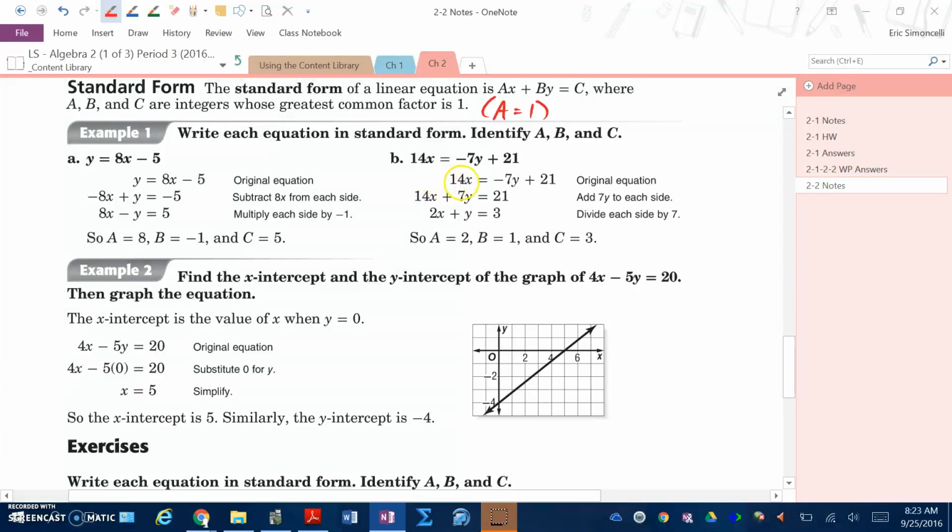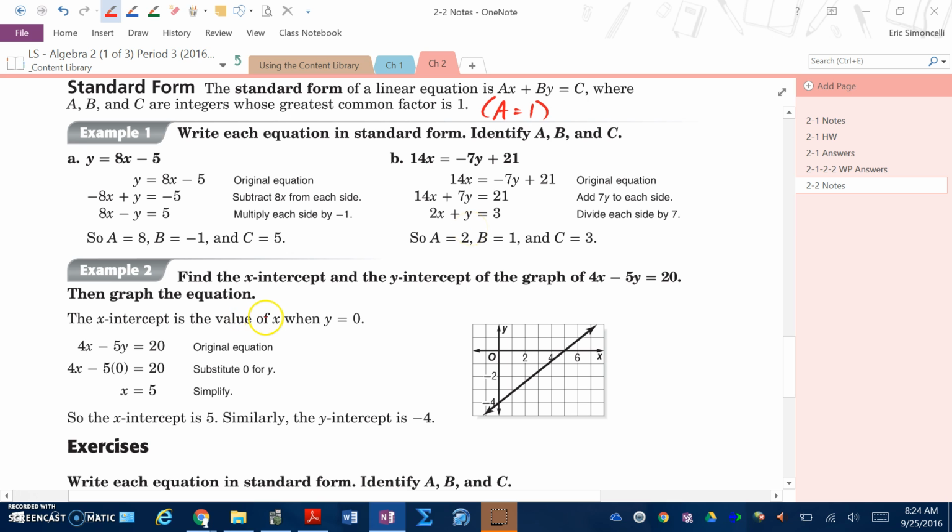Part B, 14x equals negative 7y plus 21. First up is, as you see, add 7y. So if you add 7y to both sides, you get 14x plus 7y equals 21. Now, because 14, 7, and 21 are all divisible by 7, we do want to divide both sides by 7. So it becomes 2x, since 14 divided by 7 is 2, plus 1y, and then equals 3. So a is 2, b is 1, c is 3. That is something you do want to do on problems down the road all the time, because it's more simplified and it's really just easier to work with.